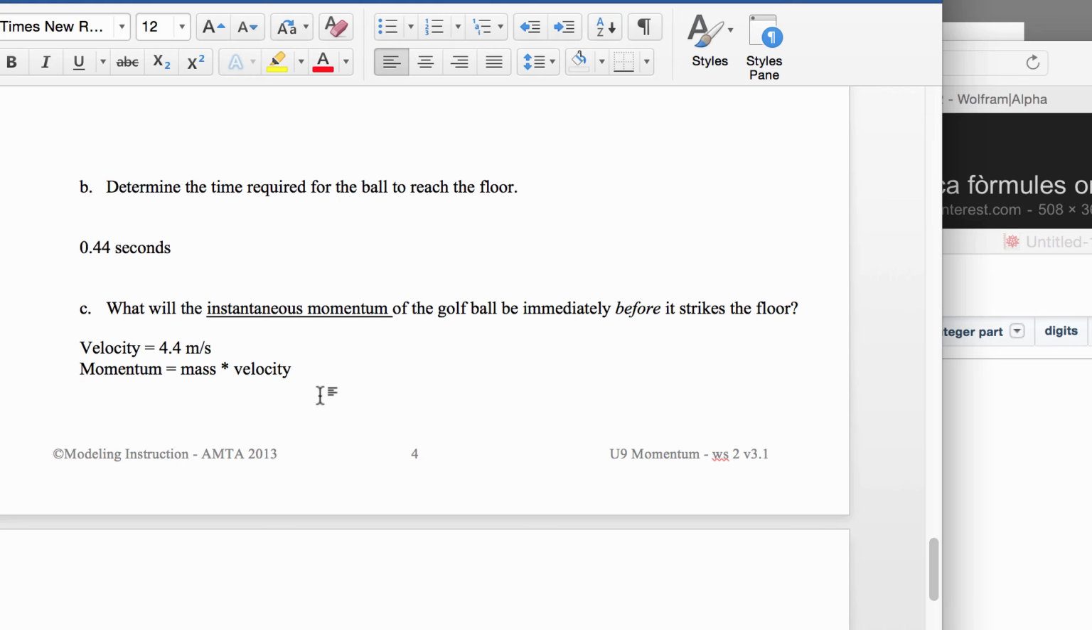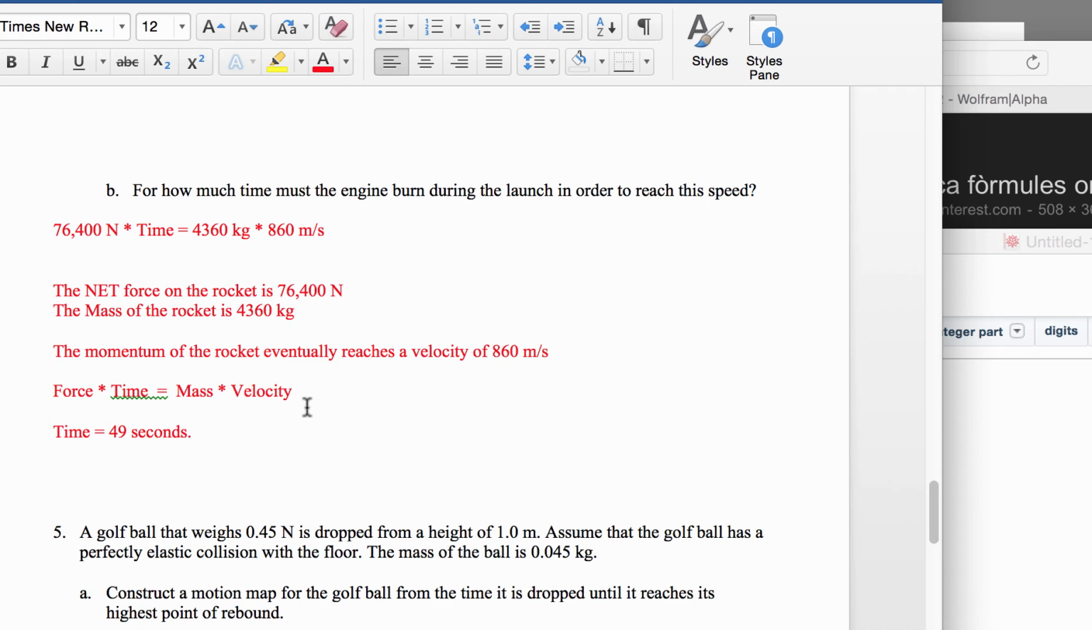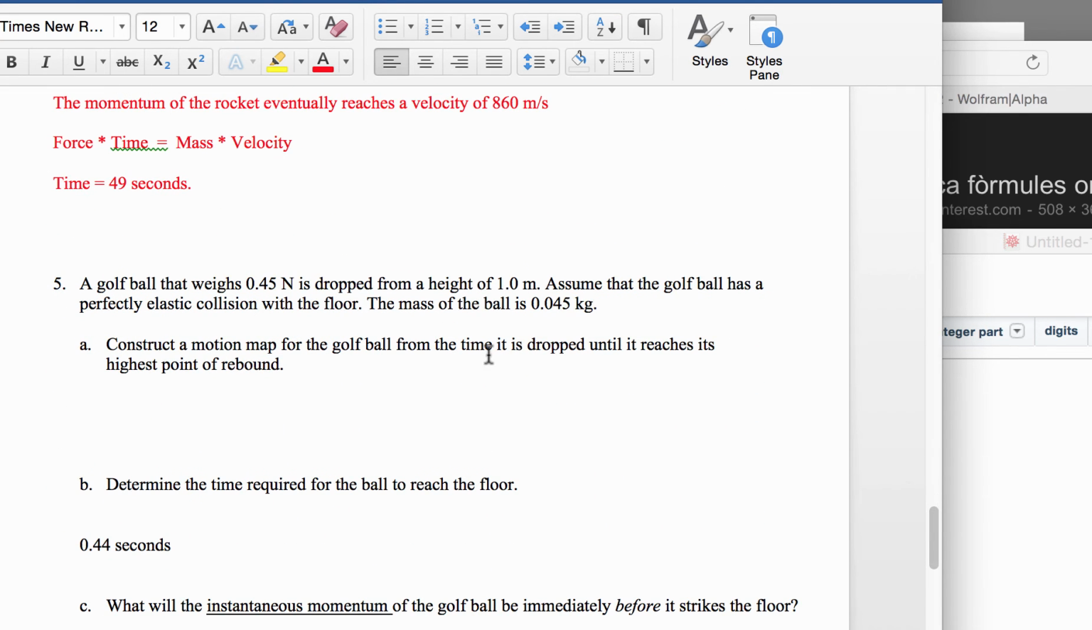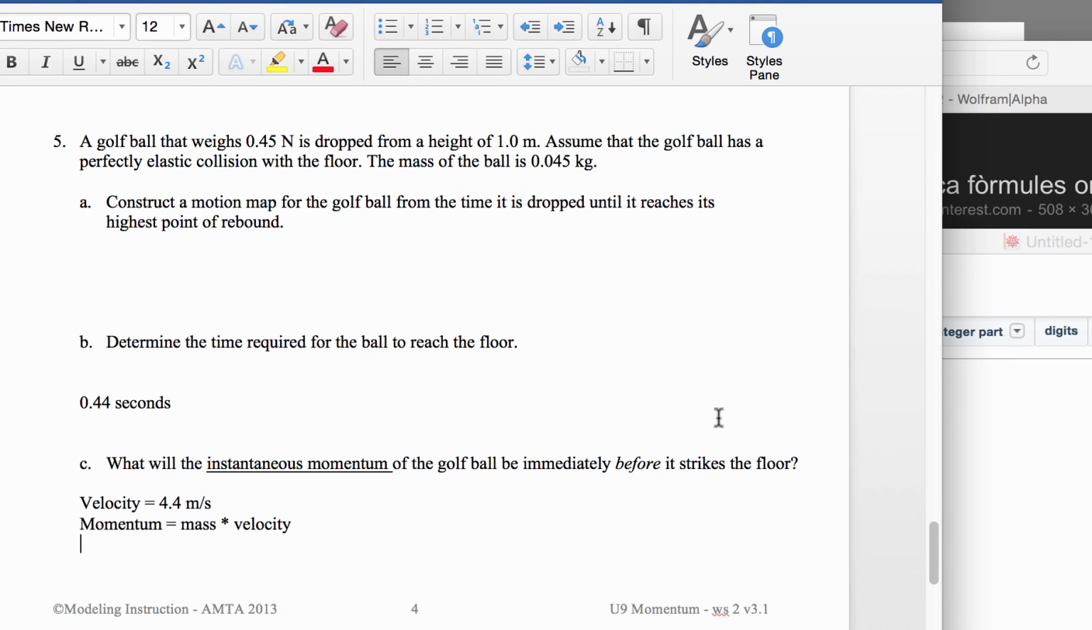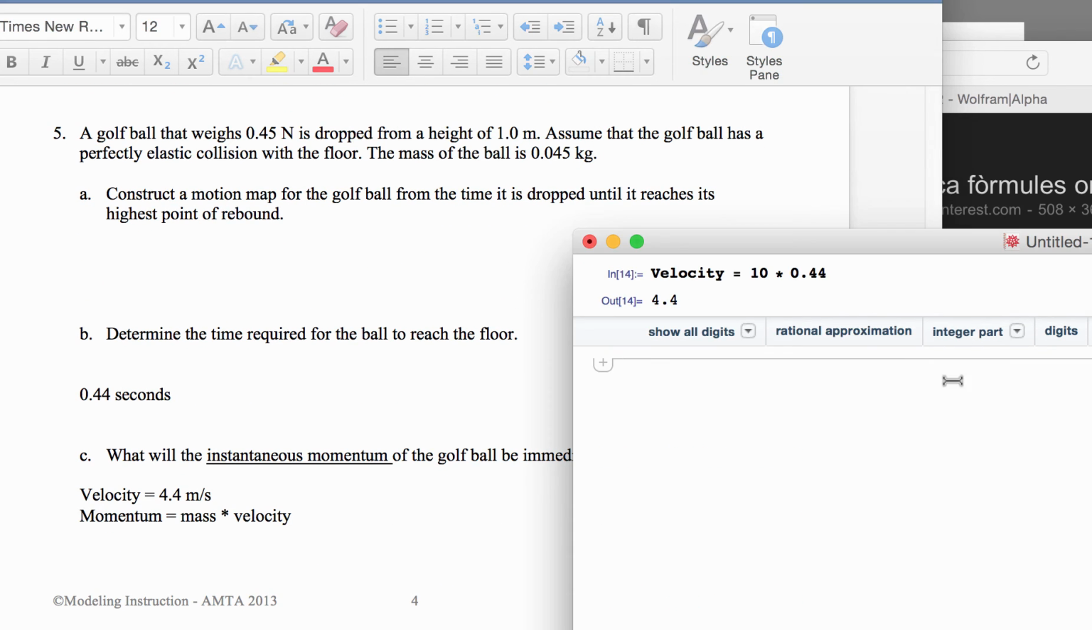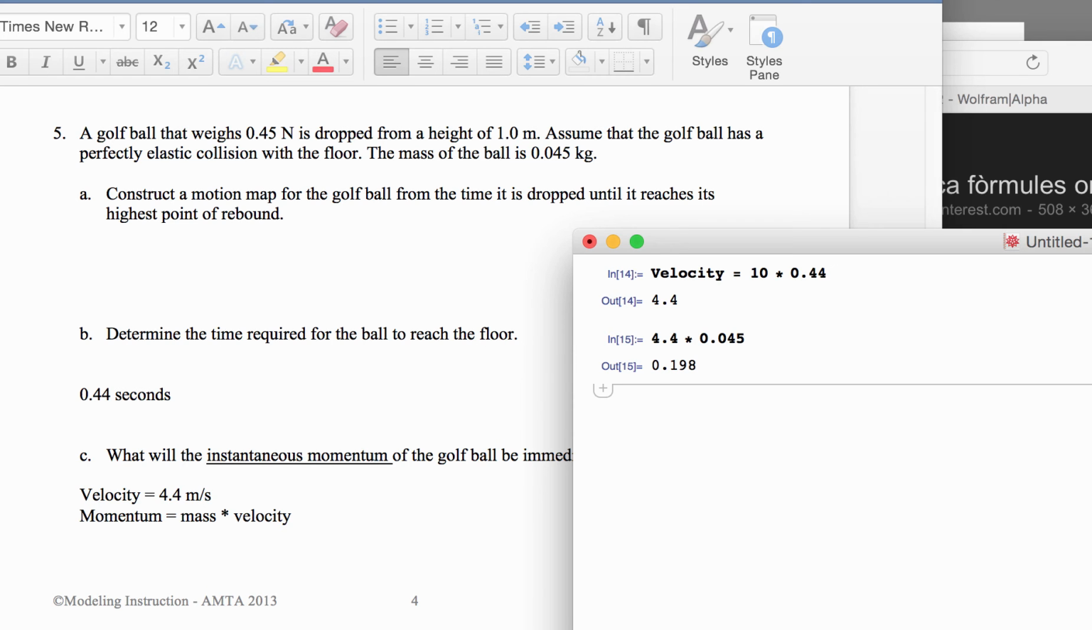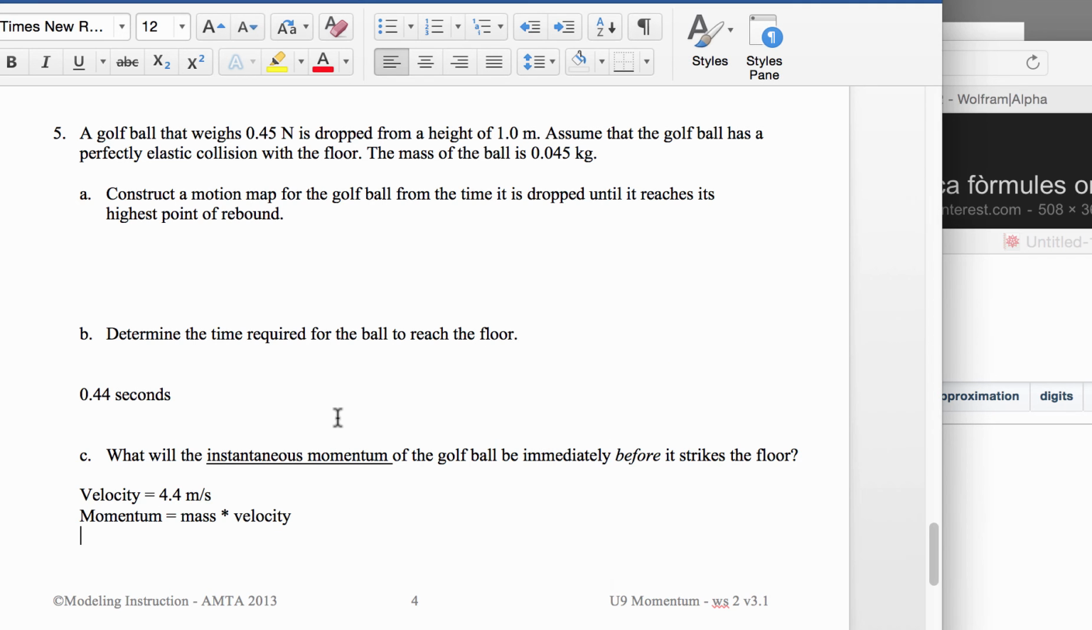So I knew the mass of the ball, and so I knew we would have to find velocity. What is the mass of this ball? I remember I figured it out up here because I knew we'd need it: 0.045 kilograms. So the velocity of the ball is 4.4. What's the mass? 0.045. That's 0.198, which we'll round to 0.2. Momentum equals 0.2 kilogram meters per second.